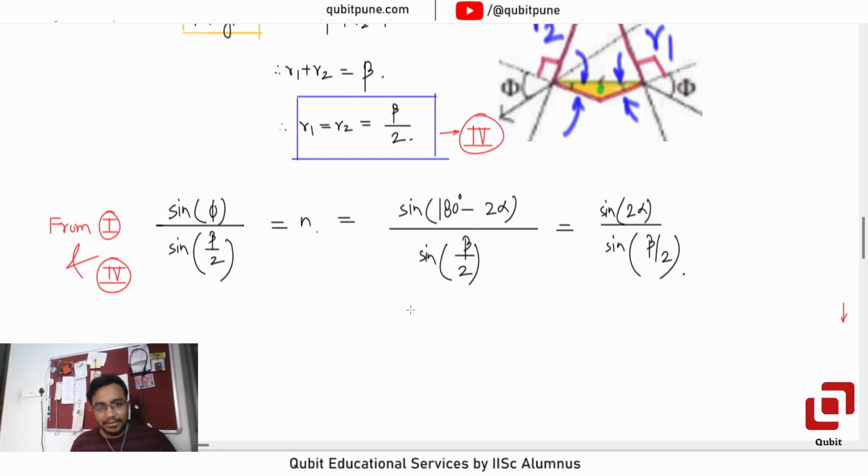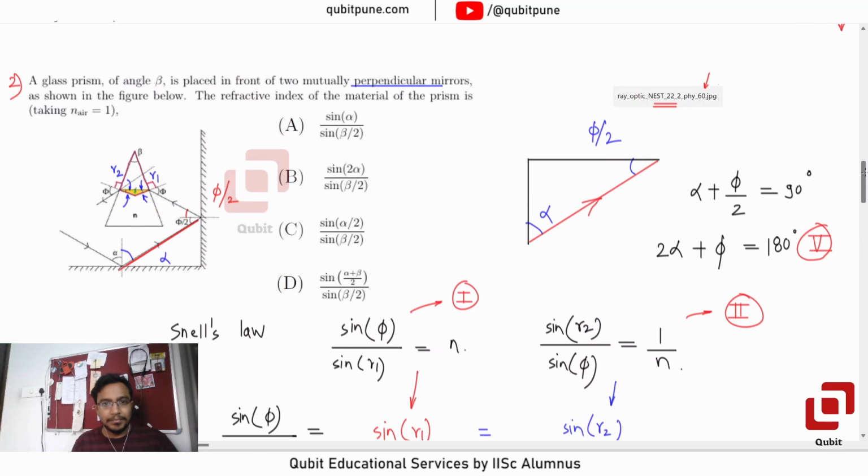So how did we get this? From 5, phi equal to 180 degrees minus 2 alpha. So now do we have that option, sine 2 alpha upon sine beta by 2? Sine 2 alpha is there only in option B. So the correct option is B.